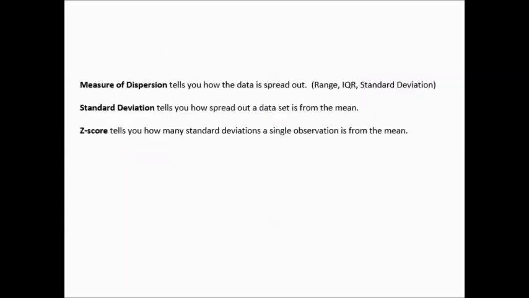So let's first look at some definitions. The measures of dispersion, we've talked about some of these already, tell you how the data is spread out: the range, the interquartile range, and the standard deviation. All of these give us an idea of how close together or spread out the data is. Specifically, our standard deviation tells us how spread out the data is from the mean. We talked about this in our last lesson. Today, we're going to introduce and talk about z-scores.